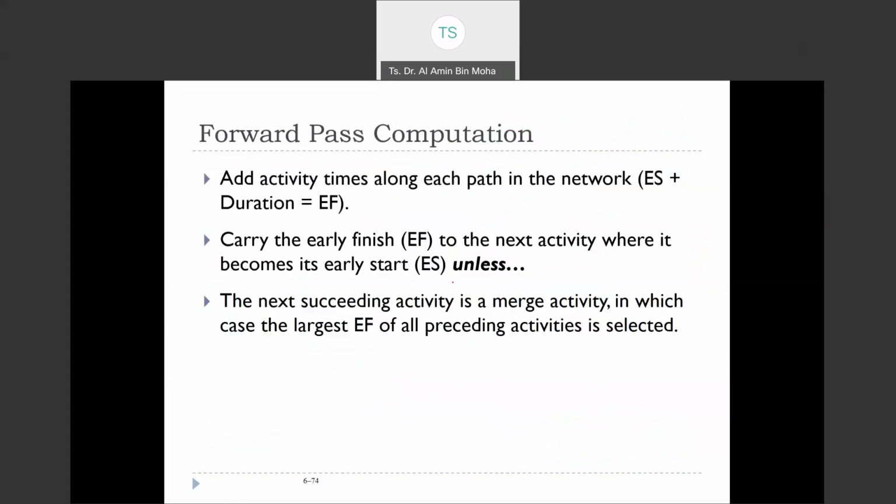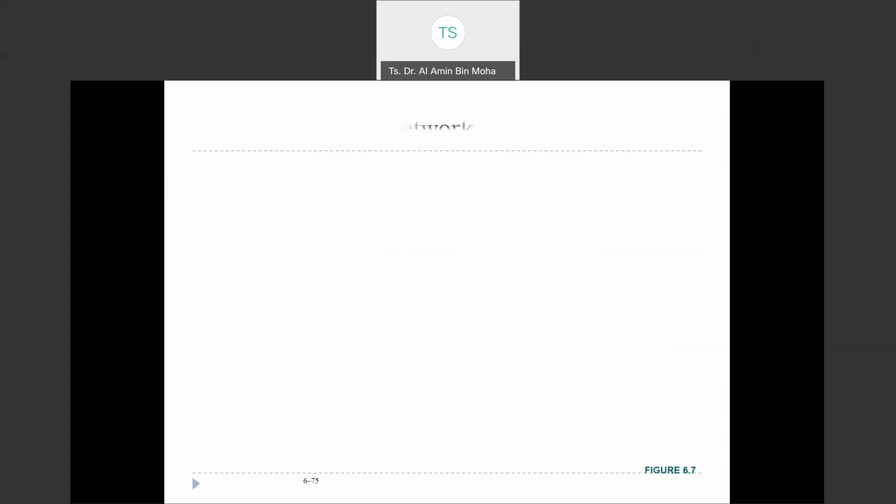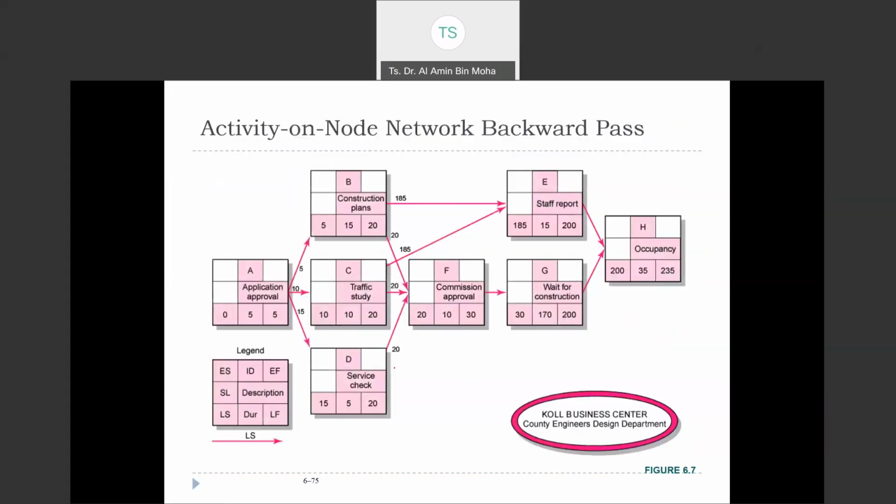So this is the explanation for the forward pass that we did just now. Add activity times along each path in the network. Early start plus duration gives you early finish. Carry the early finish to the next activity, where it becomes the early start, unless the next succeeding activity is a merge activity, in which case the largest early finish of all preceding activities is selected. Okay, we did that. So now, backward pass.